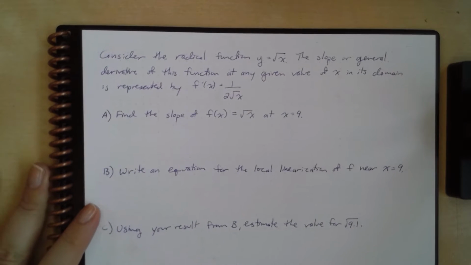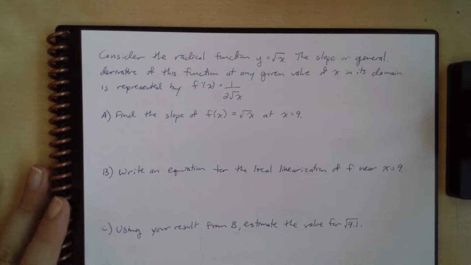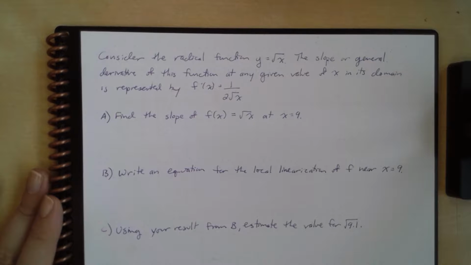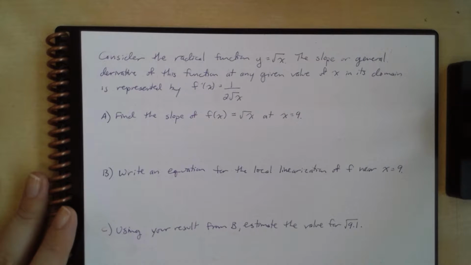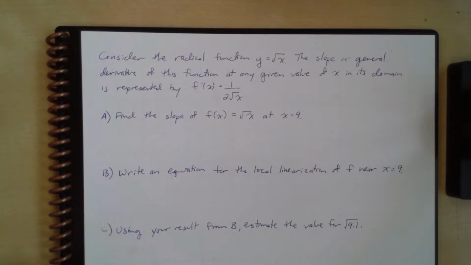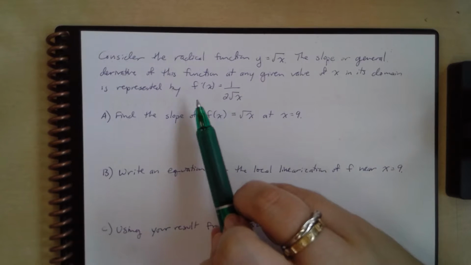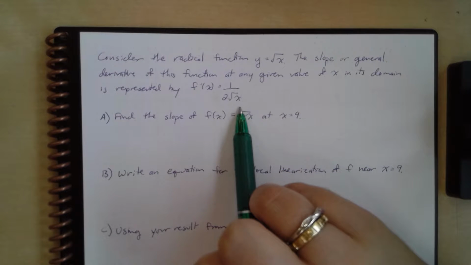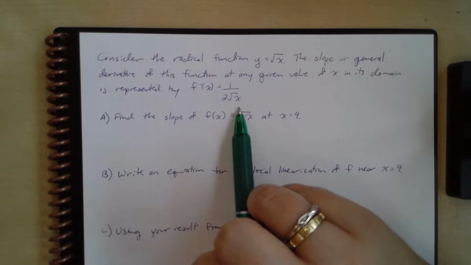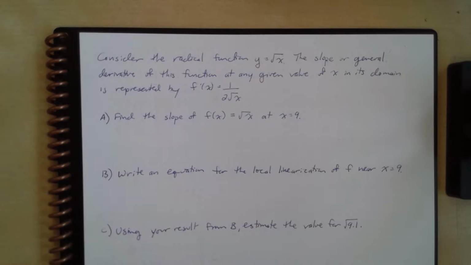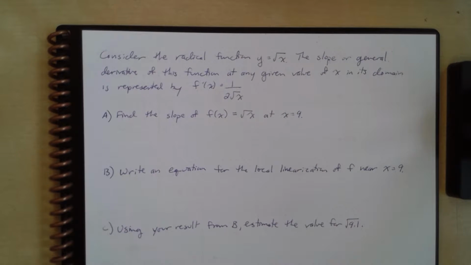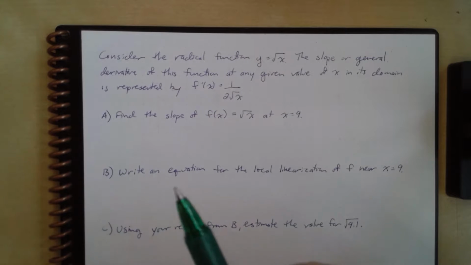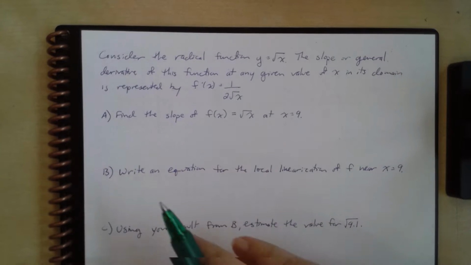So let's try and work through some of this. We want to consider the radical function y equals the square root of x. The slope, or general derivative, of this function at any given value of x in its domain is represented by f prime of x equals 1 over 2 radical x. This here is the derivative, and this is what we're working towards. This is what we'll be talking about next. But let's deal with this first. We want to find the slope of f of x equals the square root of x at x equals 9.